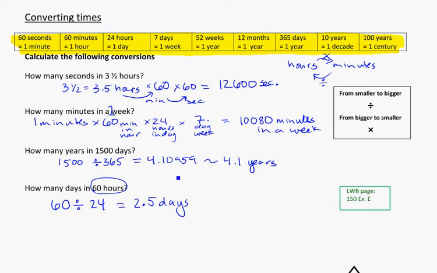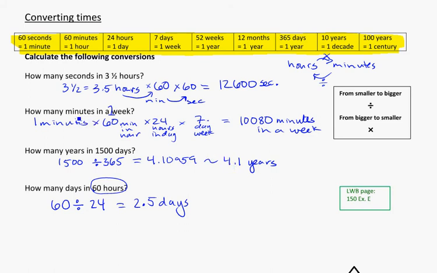So you have to kind of think through it and then ask yourself if it makes sense when you get to your final answers. 60 hours? Okay, well I know there's 24 hours in a day, so it should be more than 1 day. 2.5 days. Okay, I did the right thing. Makes sense. 1500 days? Well, there's 365 days in a year, so it should be less than 1500. I should be able to make sense of it. Maybe about 4 years, and that's what we're getting here.